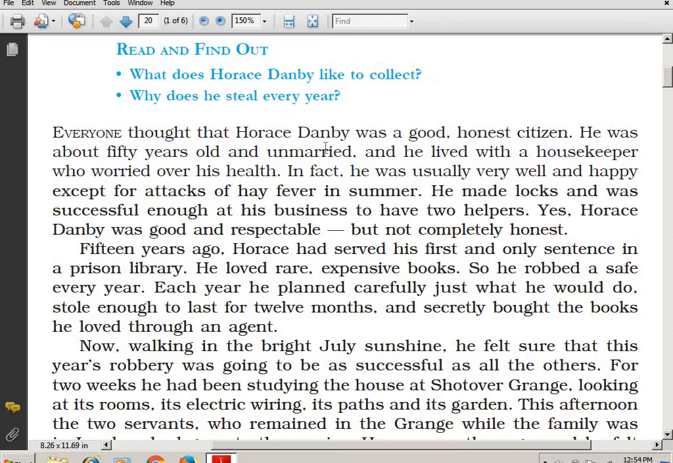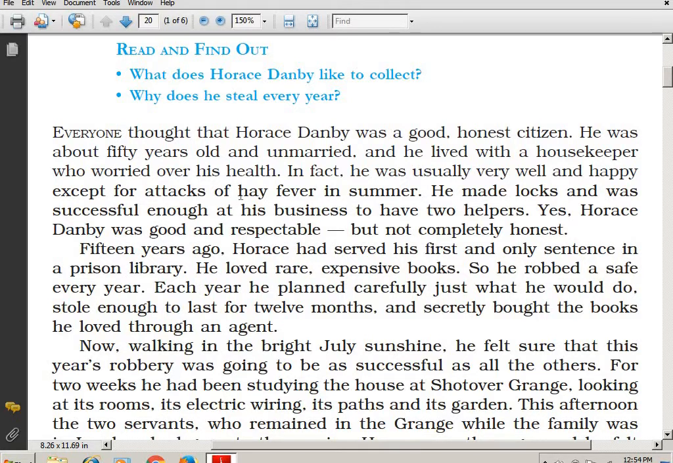Everyone thought that Horace Danby was a good, honest citizen. He was about 50 years old and unmarried. He lived with a housekeeper who worried over his health. In fact, he was usually very well and happy except for attacks of hay fever in summer. He made locks and was successful enough at his business to have 2 helpers. Yes, Horace Danby was good and respectable, but not completely honest.